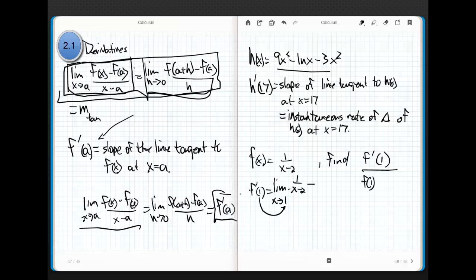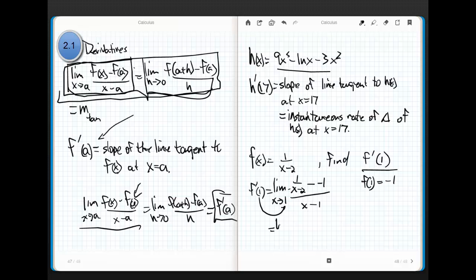So f of 1, because the formula requires it. See, this is f of a. F of 1 appears to be negative 1. So this is minus negative 1 all over x minus 1. Now again, if I throw in x equals 1, I'm going to end up with negative 1 plus 1, which is 0, over 0. So it's time to do some algebra.